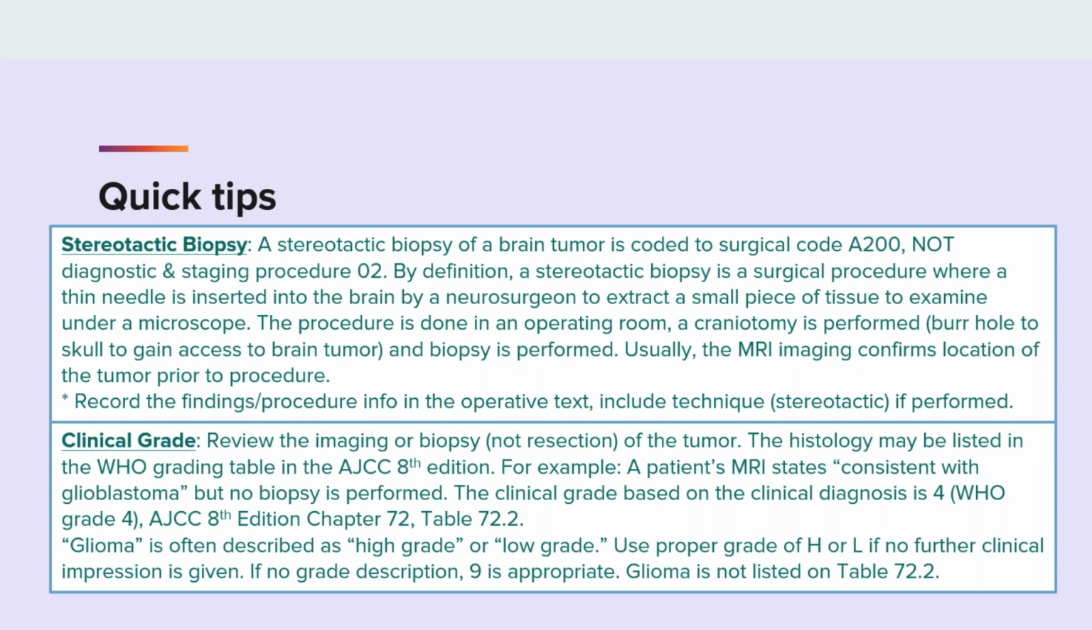Table 72.2. Glioma is often described as high grade or low grade, so we use the proper grade of H or L if no further clinical impression is given. However, if no grade is given, then we would use 9, and that would be appropriate. Glioblastoma is not listed on the table 72.2.